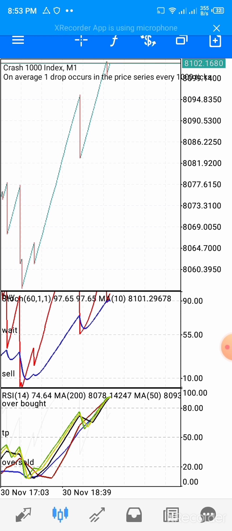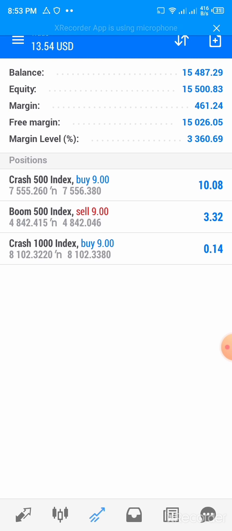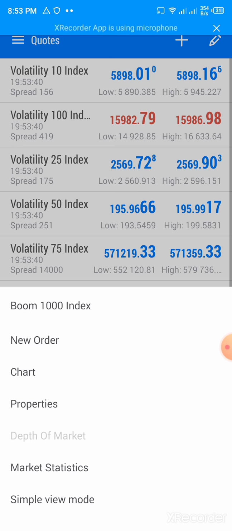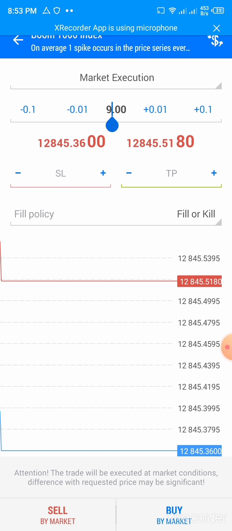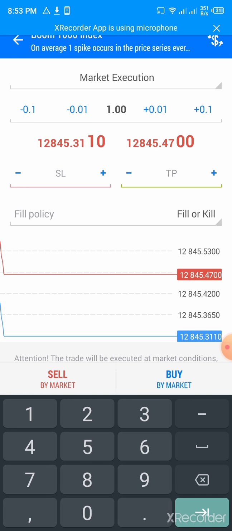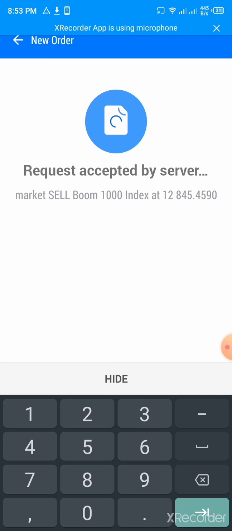So this strategy is one of the best strategies, 96% accurate. Look, I'm making profit. I'm making $14 up to $15 now. So the money is rolling in. You can also, let me reduce the lot sizes so you won't be afraid. The Crash 1000 index, let me reduce the lot size to 1 to still make profits, but it will be slow. Market is selling. Sell.